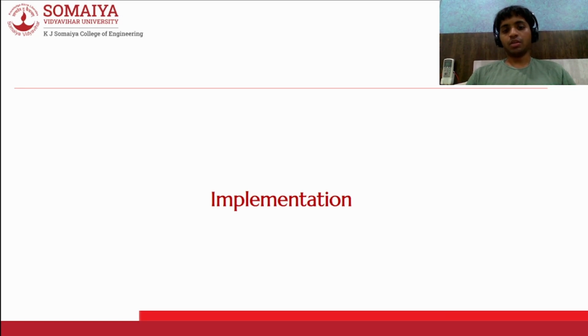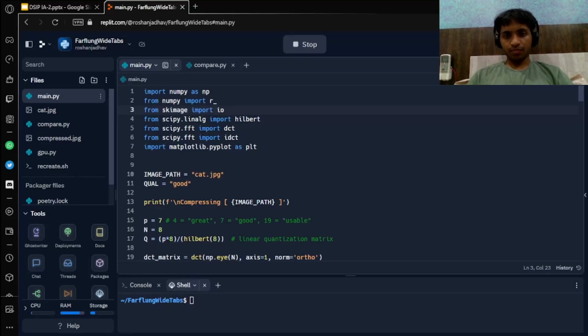Now we are going to move on to the implementation, how the code actually works. Here we have used multiple libraries. The first library, the scikit-image library, is used to read and write images in multiple formats. The second library is used for linear algebra. The third library is the Fourier transform library from SciPy. It is used for doing DCT and its inverse. And the last is matplotlib.pyplot, which is used to plot the quantization of the images.